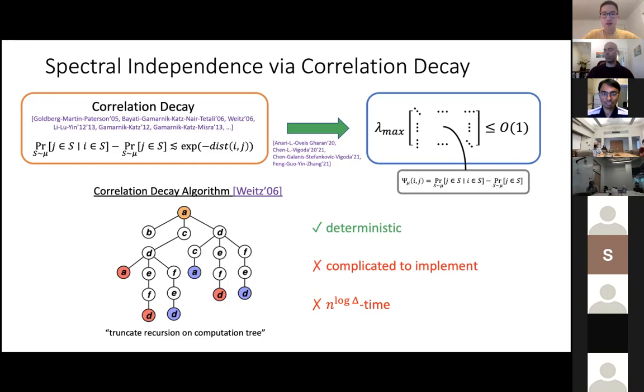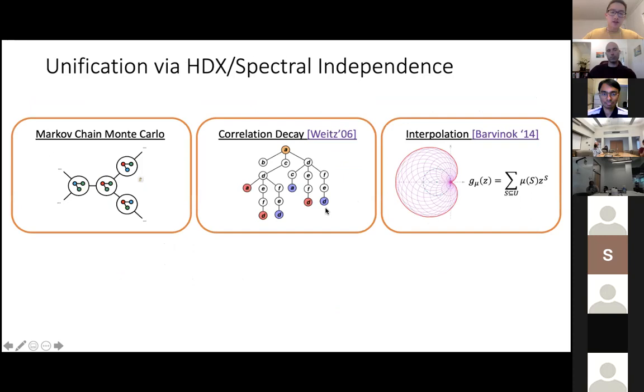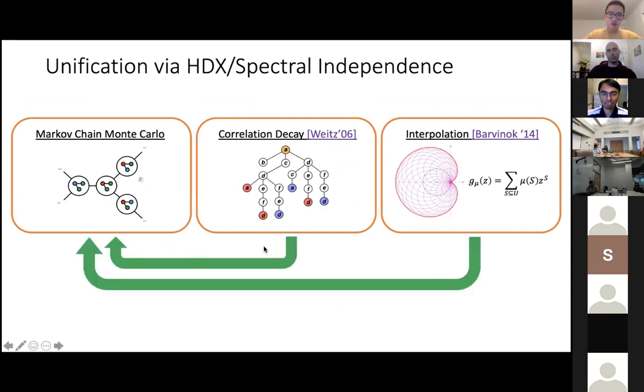But using this implication that correlation decay implies spectral independence, you can get fast mixing, and in particular, you can get fast algorithms for sampling. In some sense, looking at the previous two techniques of geometry of polynomials and correlation decay, to summarize what I've said so far, basically correlation decay and zero-freeness imply fast mixing for a simple Markov chain.